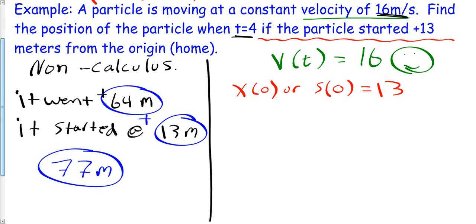So here's what I want you to understand. If we have velocity and we want to study position, right? Position is what we want to figure out. How does velocity relate to position? Does velocity need to be integrated to get position or derived? Does it need to be anti-derived to get position or derived?